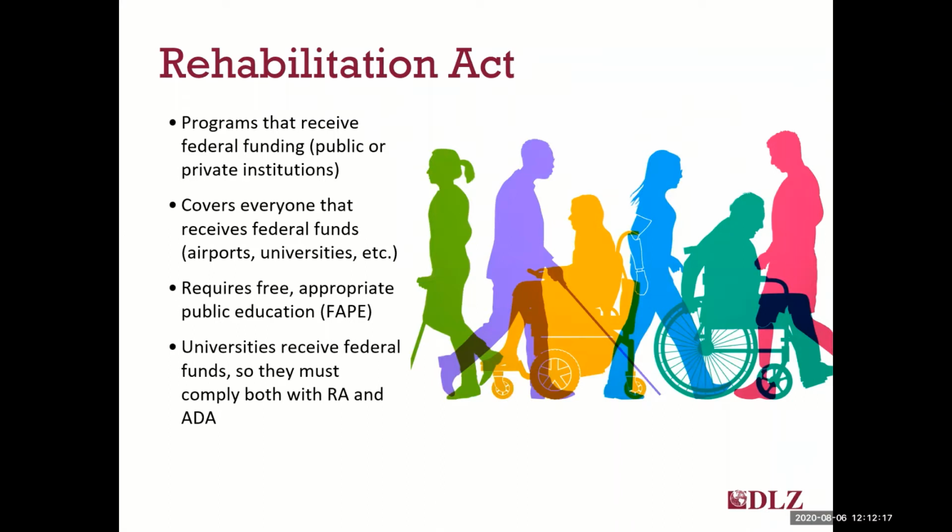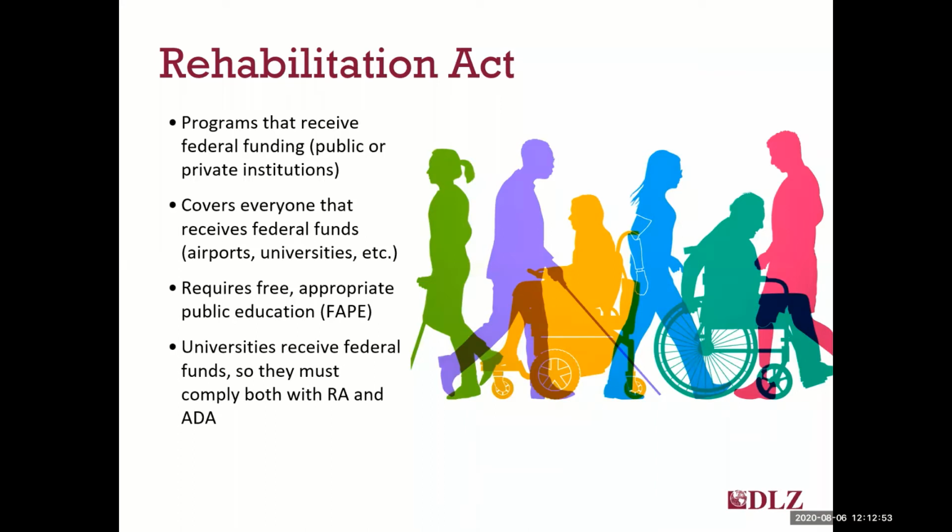The Rehabilitation Act, particularly Part 504, prohibits discrimination based on a person's disability. Any program or activity that receives federal funding is covered under Part 504. That is regardless of whether they are a public or a private entity. The Rehabilitation Act is very broad. It covers everything that receives federal funds. Airports, universities, all federal agencies are some good examples of who is covered under the Rehabilitation Act Part 504.